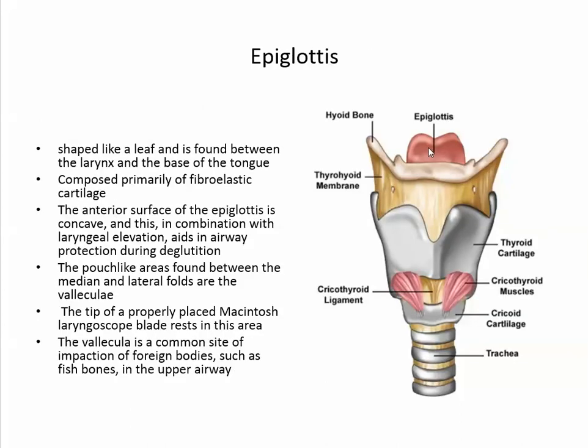The epiglottis is shaped like a leaf and is found between the larynx and the base of the tongue. It is primarily composed of fibroelastic cartilage. The anterior surface of the epiglottis is concave, and this in combination with laryngeal elevation aids in airway protection during swallowing. The pouch-like areas found between the median and lateral folds are called the valleculae. The tip of the properly placed Macintosh laryngoscope blade rests in this area, and the valleculae is the common site of impaction of foreign bodies such as fish bones in the upper airway.